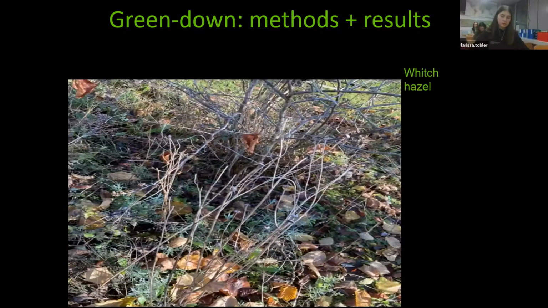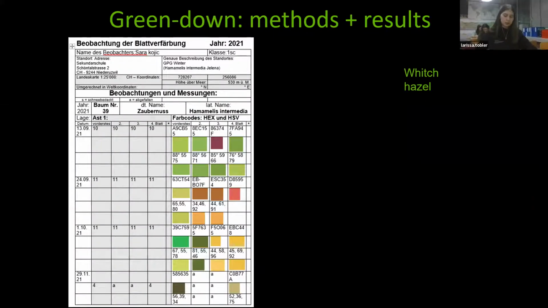My tree is called Witch Hazel. I recorded the leaf discoloration. You can see that not all leaves are the same color. It changes from green to yellow and later in winter it falls off. It is not always green or yellow. Some leaves have other colors.